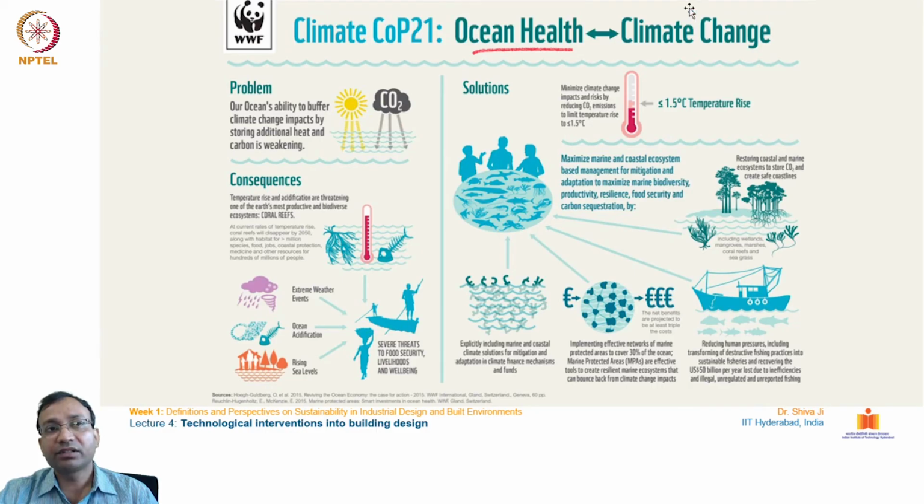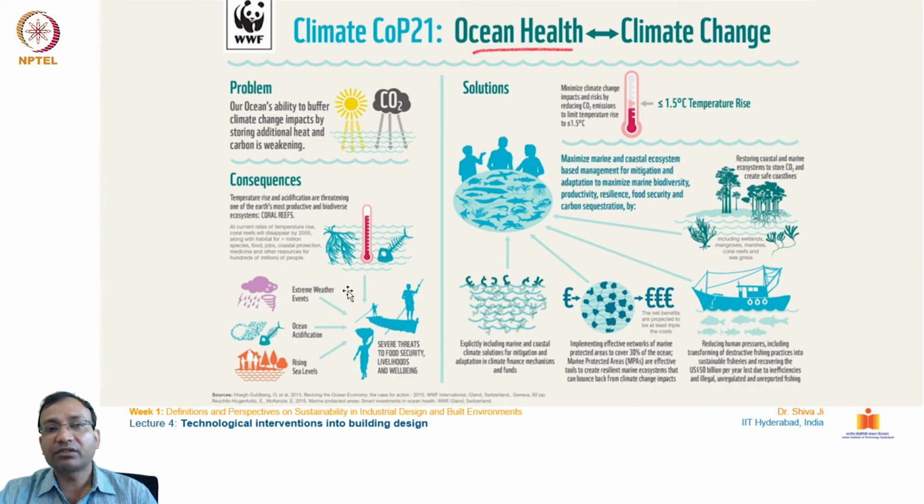If you see over here, this is the slide which talks about the health of the water body, for example oceans. So the problem, if you see, is that our oceans' ability to buffer climate change impacts by storing additional heat and carbon is weakening. In recent years, there is a lot of pressure being exerted on the oceans in terms of excess CO2. Well, the consequences: temperature rising and acidification, threatening the earth's most productive and biodiverse ecosystems, coral reefs etc., which have also been endangered in recent times.